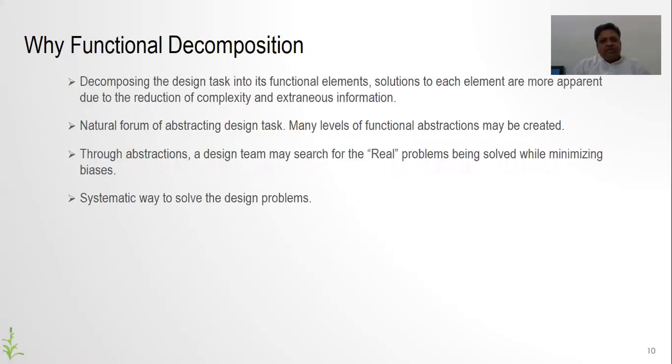Decomposing the design task into its functional elements, the solution to each element is more apparent due to the reduction of complexity and extraneous information. It is a natural form of abstracting design tasks; many levels of functional abstraction may be created. Through abstraction, a design team may search for the real problem being solved while minimizing biases. It is a systematic way to solve design problems.